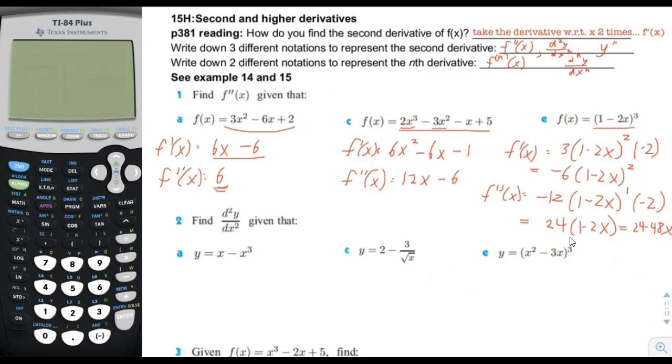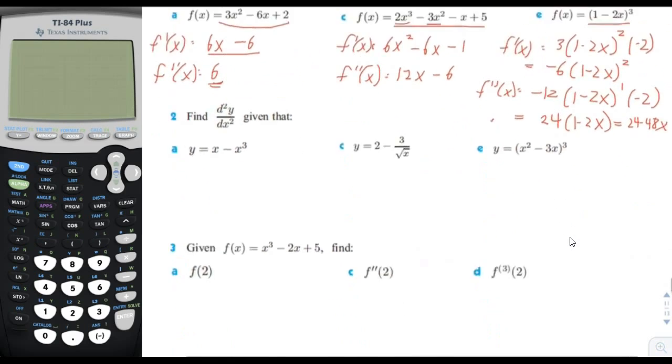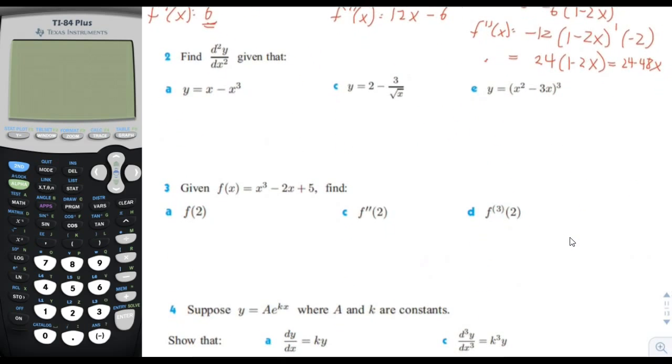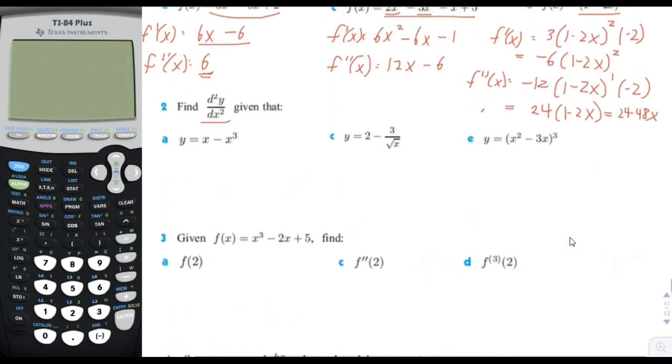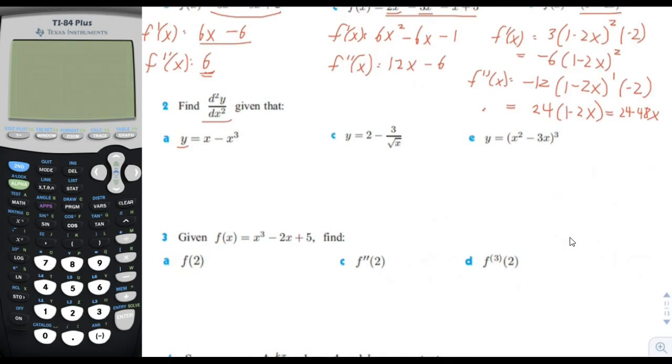Okay? So we've been taking the second derivatives here. Now they say find d squared y dx squared given that. And again, same thing. Remember, y is the same thing as f of x, and d squared y dx squared is the same thing as f double prime. So we're just doing the same thing. They just asked it in different ways.